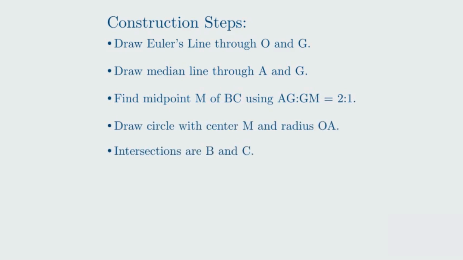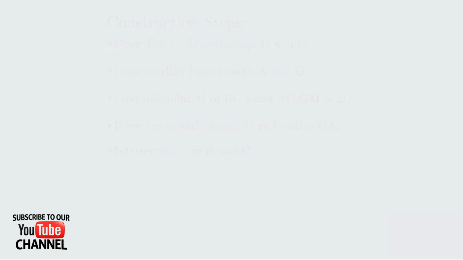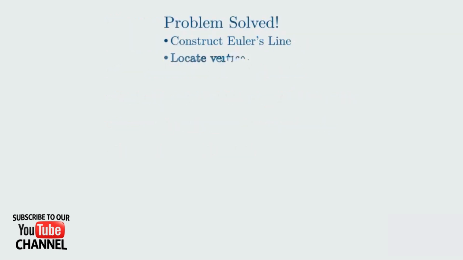This is a beautiful example of how powerful our understanding of geometric points like the circumcenter and centroid can be. By applying their properties, we can solve complex construction problems. Today, you have learned to construct a triangle given its circumcenter, centroid, and 1 vertex. You've seen how Euler's line and the centroid's 2-to-1 ratio are key to unlocking the solution. I encourage you to try this construction yourself with different starting points. Thank you for watching.